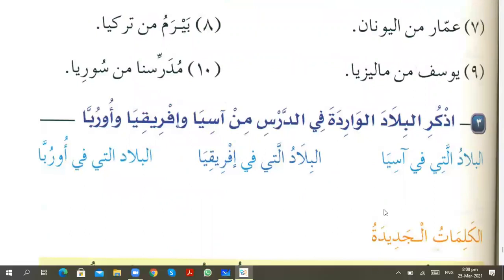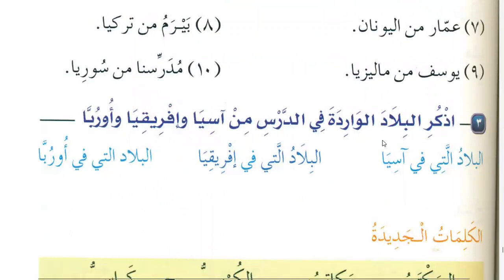Then it asks you: mention the names of the countries which came in the lesson from Asia, Africa and Europe. In the first column, you write the names of Asian countries mentioned in the lesson. Here you write the names of African countries mentioned in the lesson. And here you write the names of European countries mentioned in the lesson.